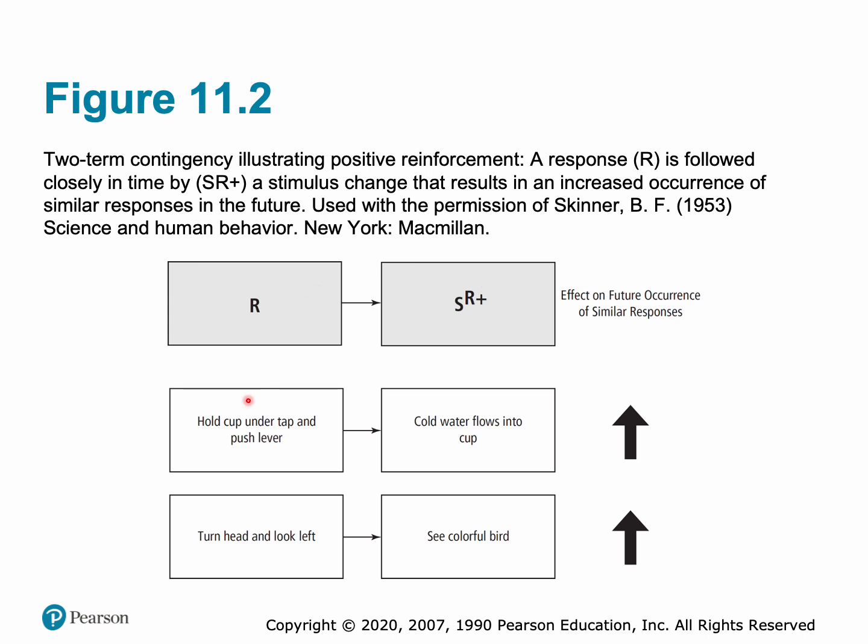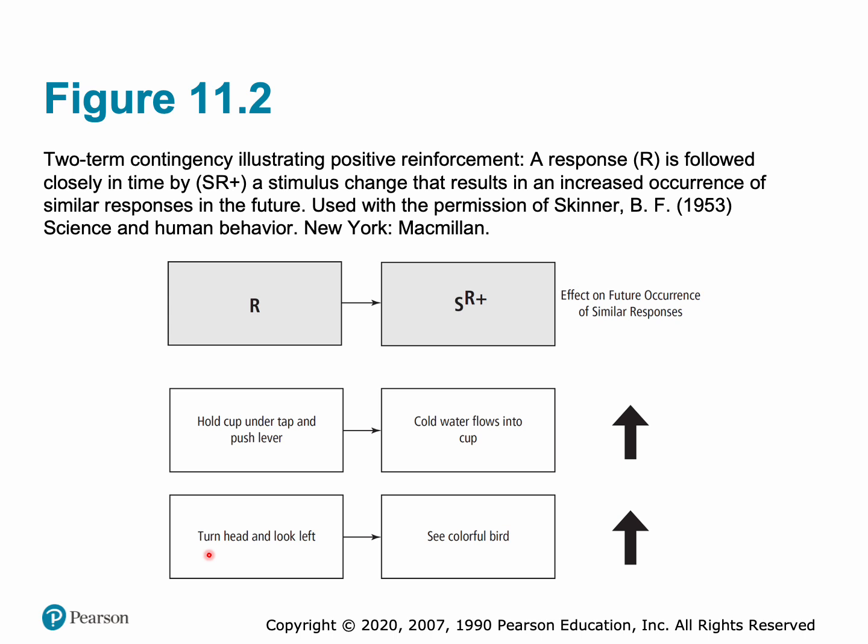So the first example says you hold a cup under the tap and you push a lever, right? Like, let's say you're trying to get water from a refrigerator. You hold the cup under there, you push the lever, and what happens? Well, the cold water flows into the cup. So as a result of this, the future probability of the behavior increases, okay? If this hadn't happened, you're not going to continue to engage in that behavior. So this stimulus acts as a reinforcer and increases the future probability of that behavior. All right. And if you notice, it was a stimulus that was added to the environment.